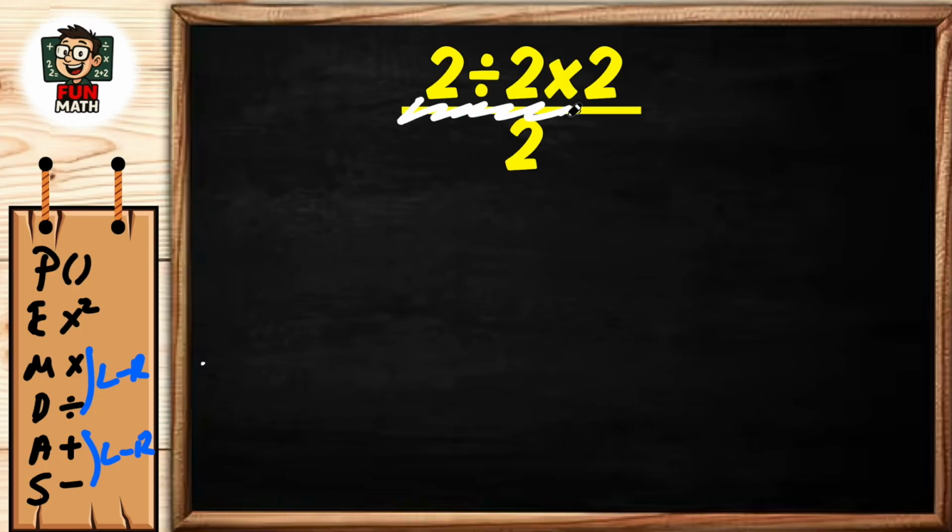This fraction bar represents division. The upper part of the fraction is done first. Here we have division and multiplication. The division on the left is done first.